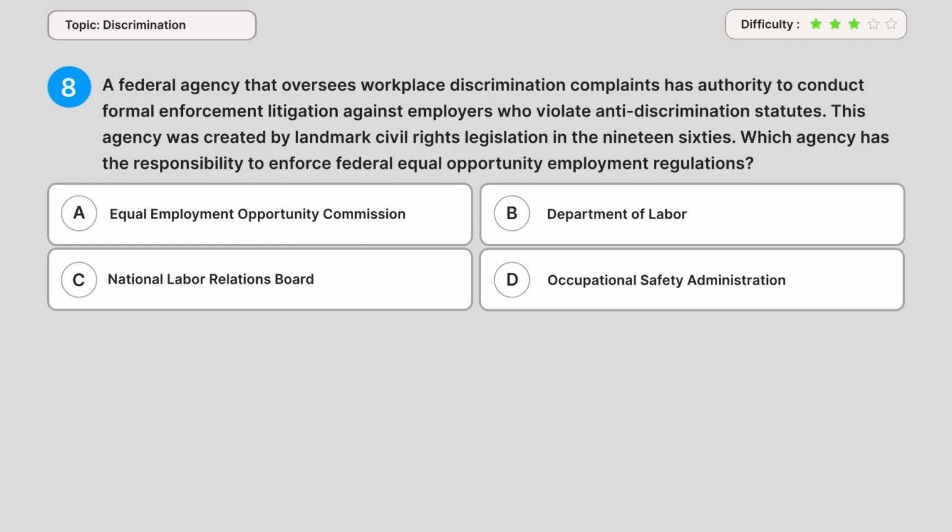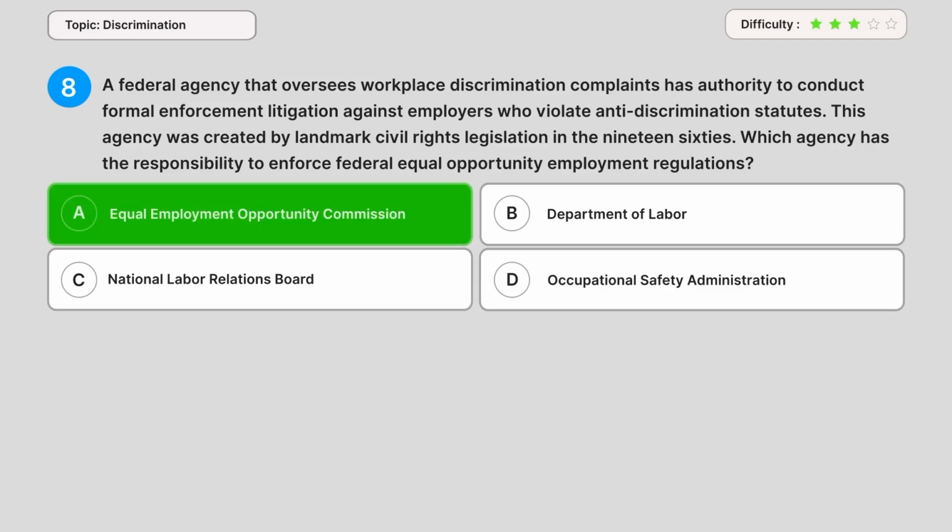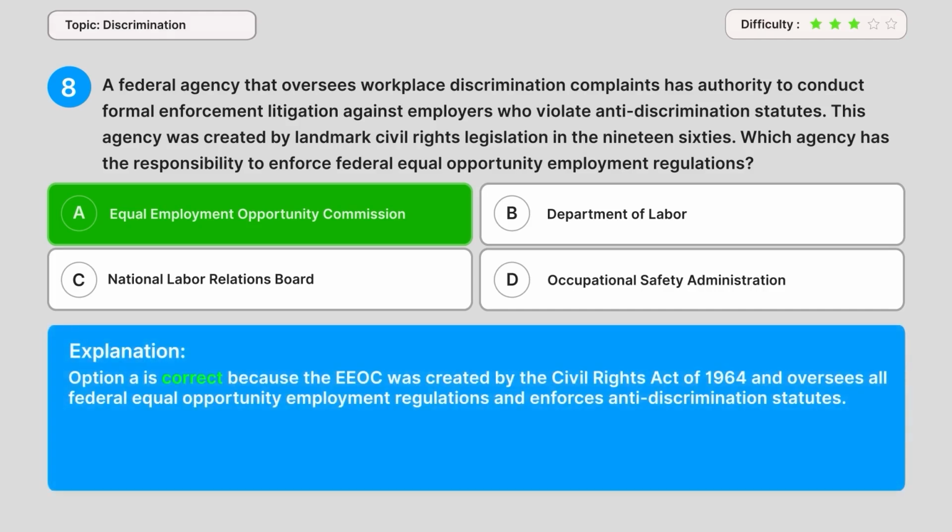Correct answer, A. Equal Employment Opportunity Commission. Explanation. Option A is correct because the EEOC was created by the Civil Rights Act of 1964 and oversees all federal equal opportunity employment regulations and enforces anti-discrimination statutes.